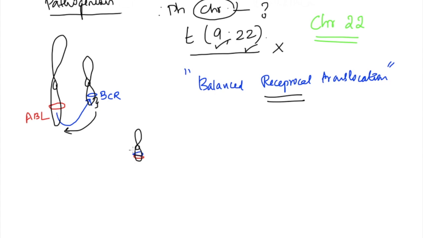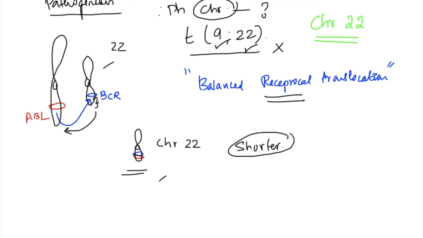Now if you can see, this is the resultant chromosome we have got, right? So this is chromosome 22. What is the difference between this chromosome and this chromosome? It appears shorter, correct? So this shorter chromosome 22 is called Philadelphia chromosome. Got it? Okay, that is the concept of Philadelphia chromosome.